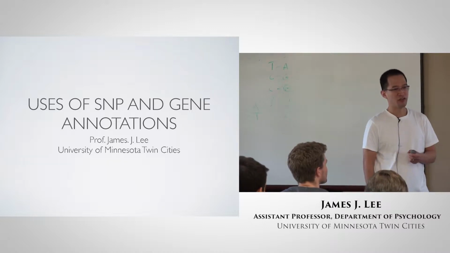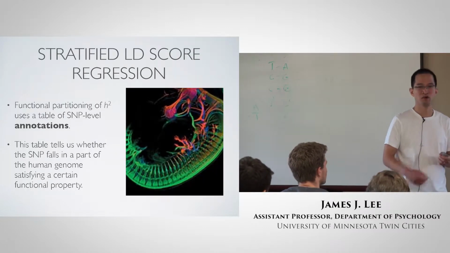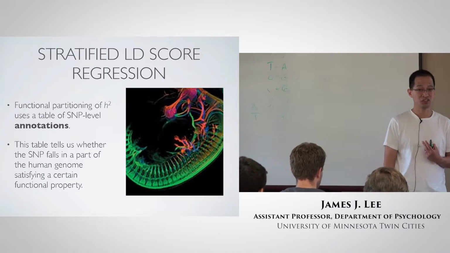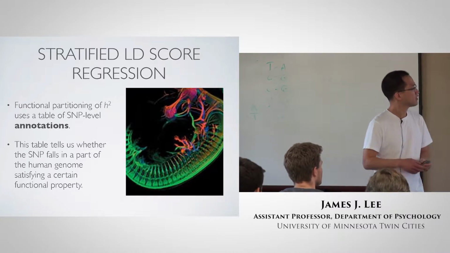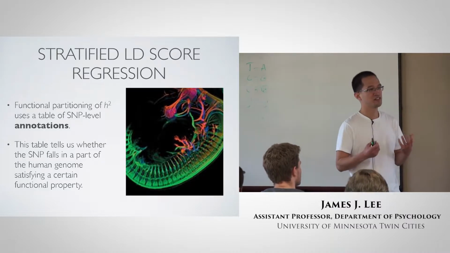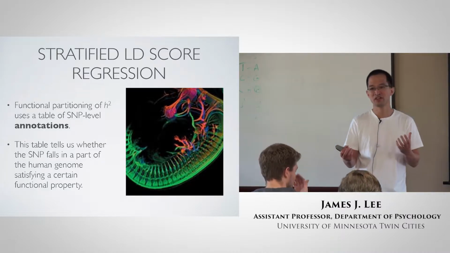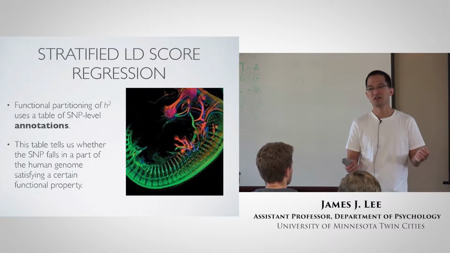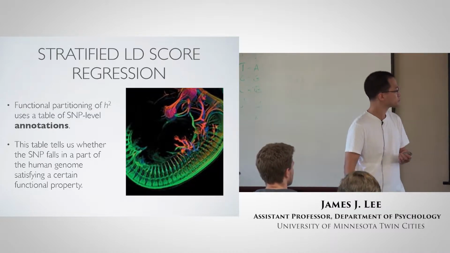So we have a tool that I think we're going to learn more about in the coming days, LD score regression. There's a particular form of it called stratified LD score regression. And this basically does things like say what percentage of the heritability is due to SNPs on chromosome 6 or SNPs that are near genes of a certain type.